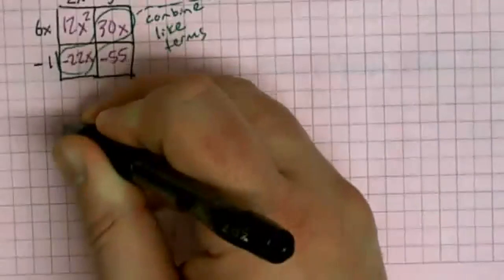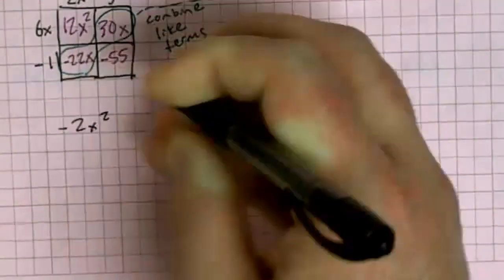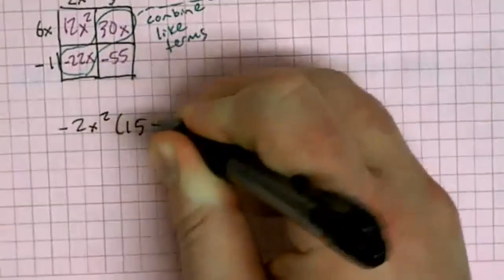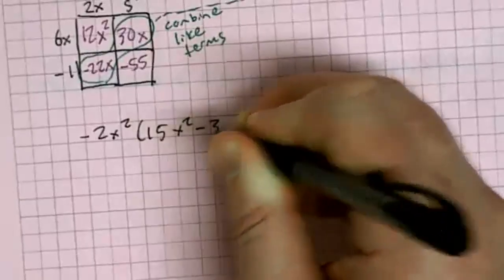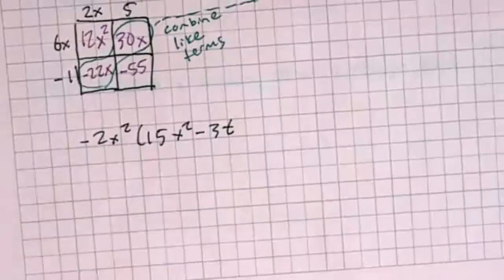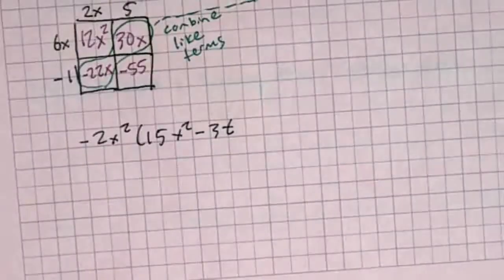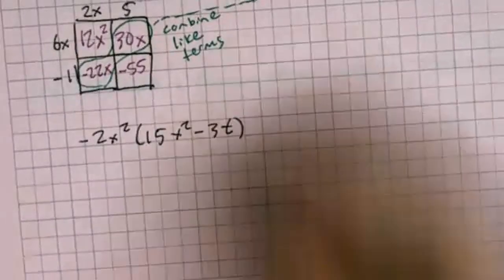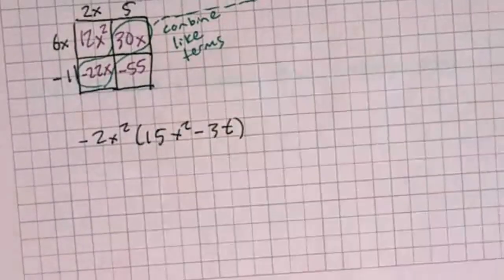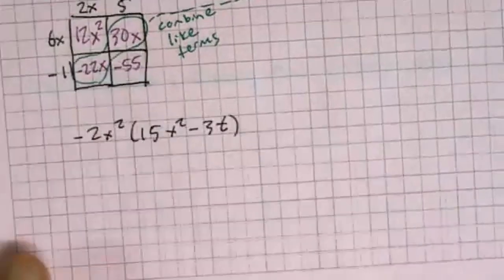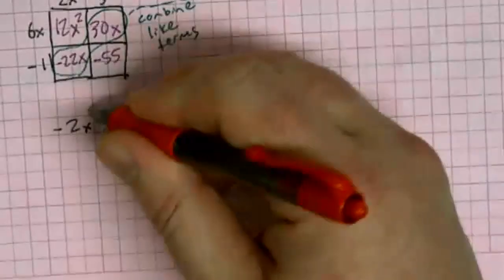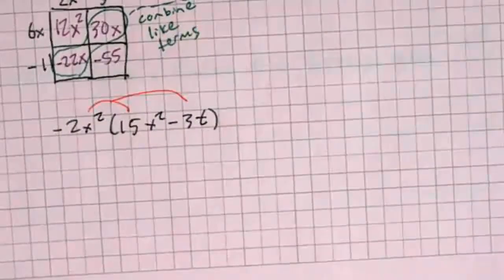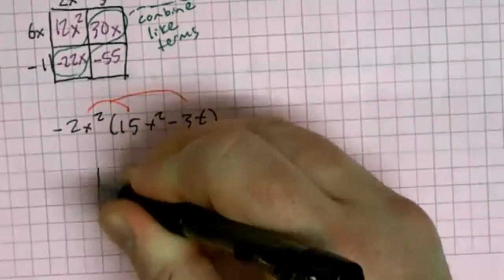So part B, we have negative 2x squared times 15x squared minus 3t. That's weird. I did a double take there. They're throwing x's and t's in there. Weird. That's all right. We can deal. Now, some of you will do this by distribution. You'll just multiply and multiply. I'm going to set it up like we did in the last one. I'm going to set it up with the box.